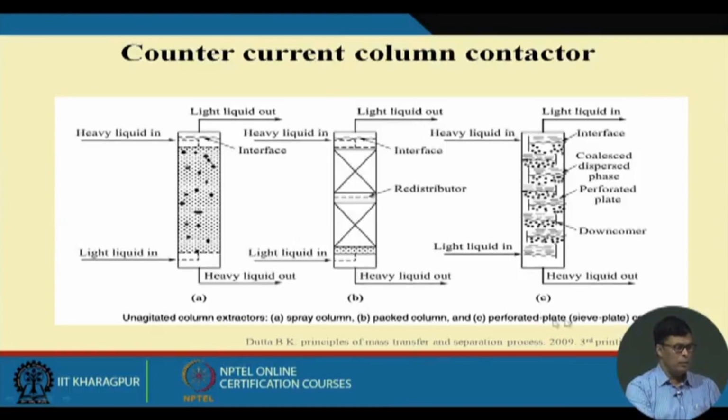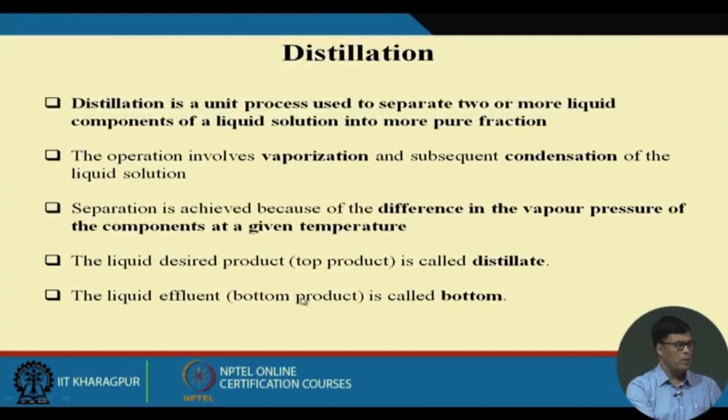Now another thing we have is what we call the perforated plate, the sieve plate column. Now you can see that some kind of sieving plates are there, the liquid is going like this, it crosses like this, and heavy liquid comes. This is also how we can separate the light liquid and the heavier liquid. This is called counter current column contactor.